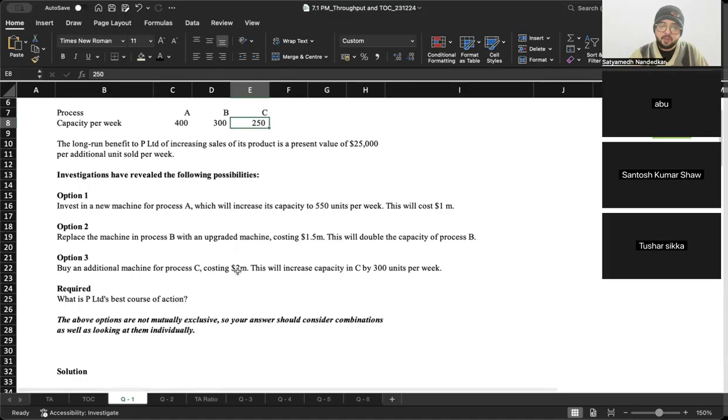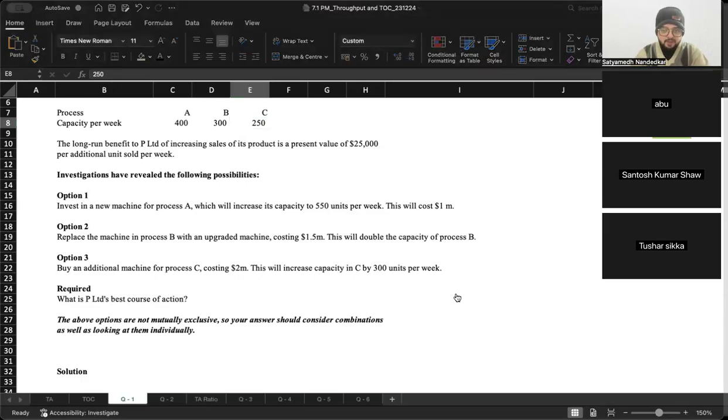Investigations have revealed three possibilities. Option 1, invest in a new machine for process A, which will increase its capacity to 550 units per week. This will cost 1 million. Option 2, replace the machine in process B with an upgraded machine costing 1.5 million. This will double the capacity of process B. Option 3, buy an additional machine for process C costing 2 million. This will increase the capacity in C by 300 units per week.